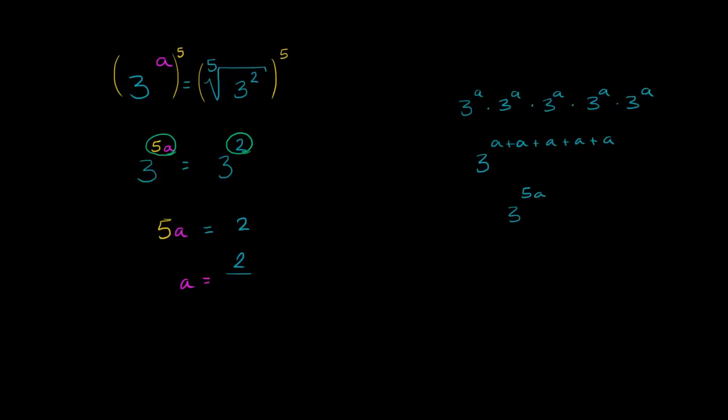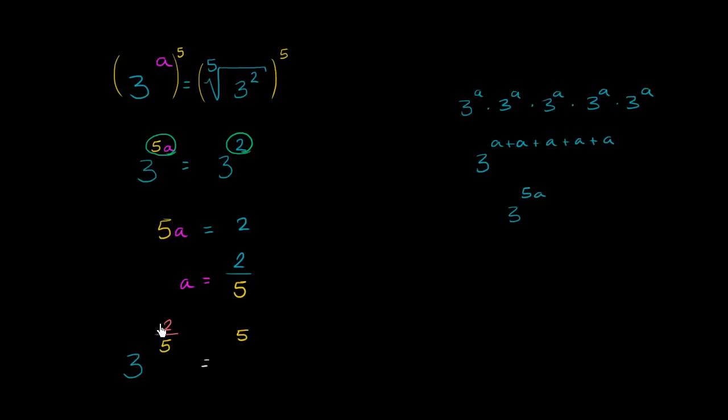And this is an interesting result. And what's neat about this example, it kind of shows you the motivation for how we define rational exponents. So let's just put this back into the original expression. We've just solved for a, and we've gotten that a is 2/5. And let me color code it a little bit because I think that'll be interesting. 3 to the 2 over 5 power is equal to the 5th root.